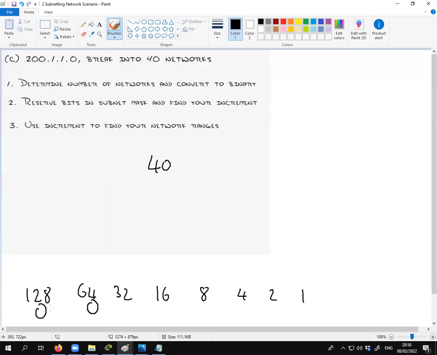So 40 is equal to 0 0, 128 doesn't fit in, 64 doesn't. You have 1 here, 0, 1, 0, 0, 0. How many bits? 3, 4, 5, 6 bits. So it takes 6 bits to make 40. First part is done.